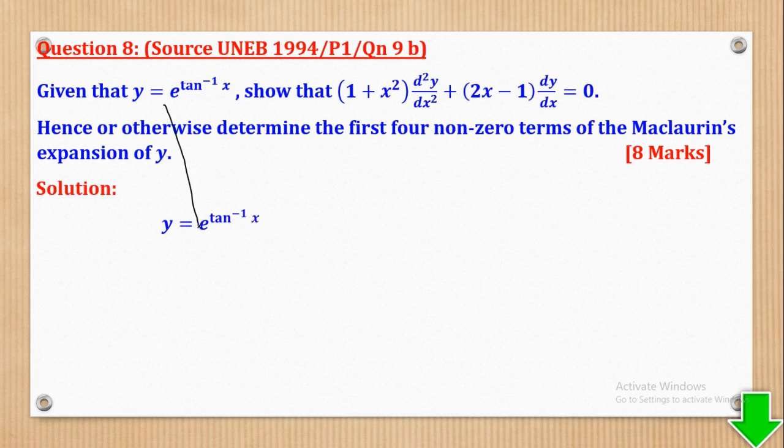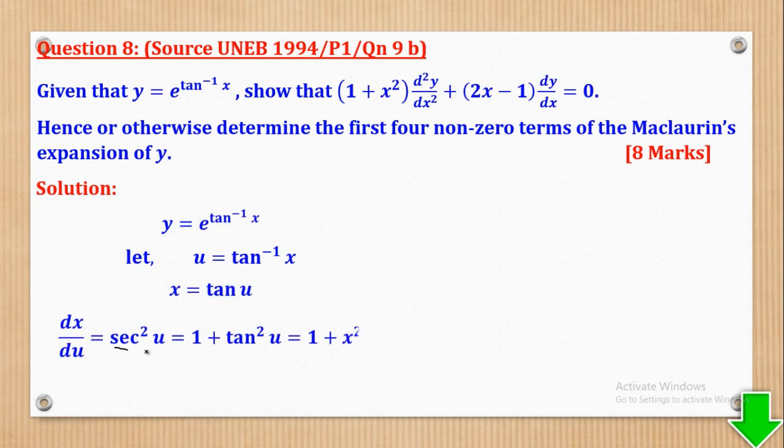So this is what we are given. Let u be equal to this power, which is arctan x. That means that tan u is equal to x. Therefore, dx/du is equal to sec squared u. But sec squared u is 1 plus tan squared u. And tan u is already x, meaning that tan squared u is equal to x squared.